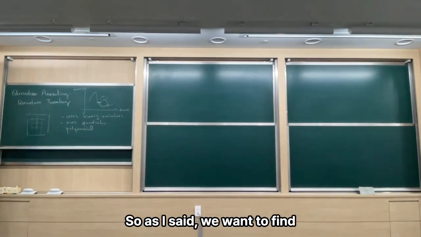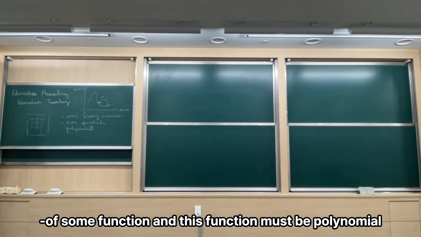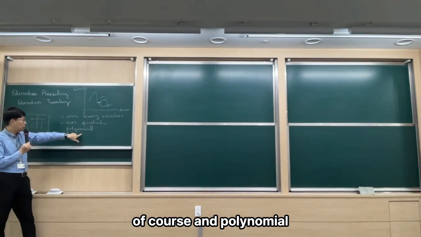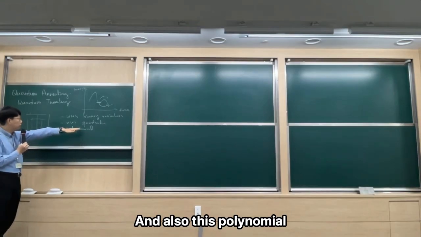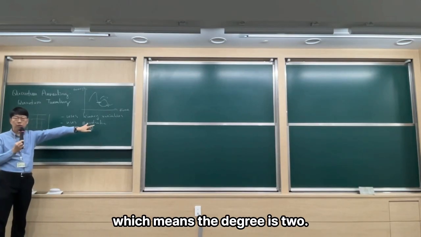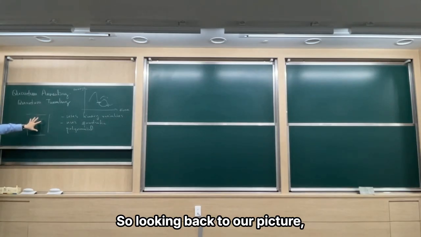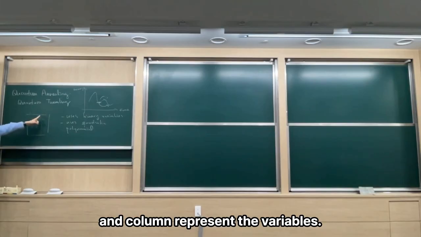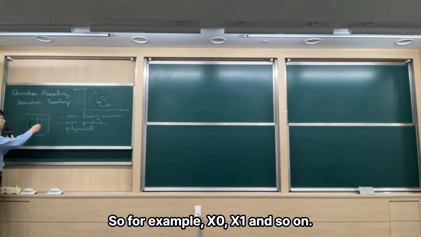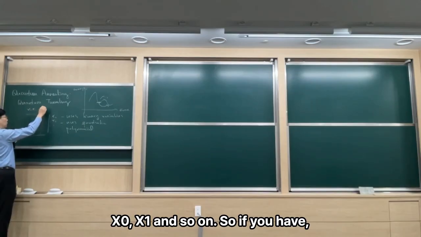of binary variables. So, as I said, you want to find the local minimum or local maximum of some function, and this function must be a polynomial of binary variables. Okay? So it's not a continuous variable, always 0 and 1. And also this polynomial has to be quadratic, which means the degree is 2. So looking back to our picture, you can imagine that this row and column represent the variables, for example x0, x1, and so on.